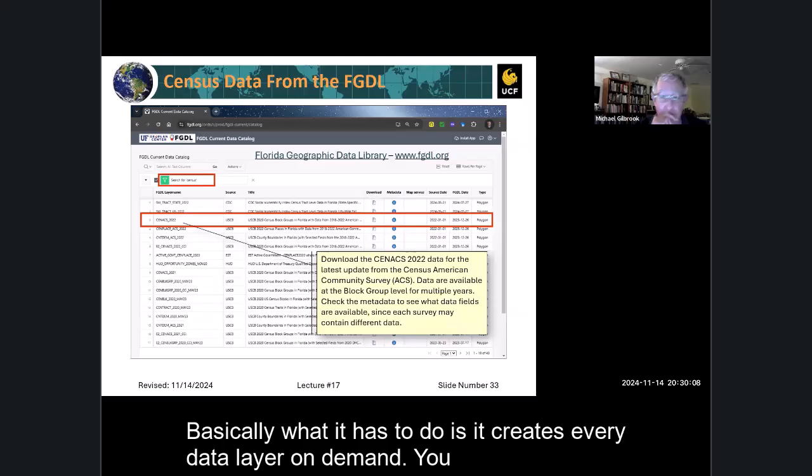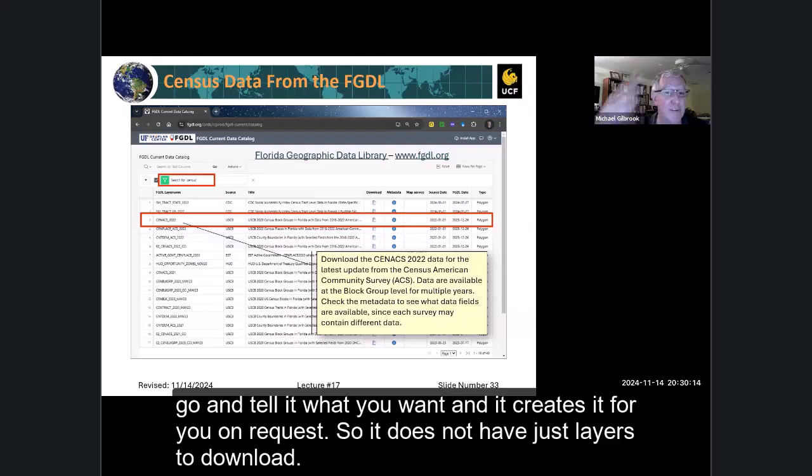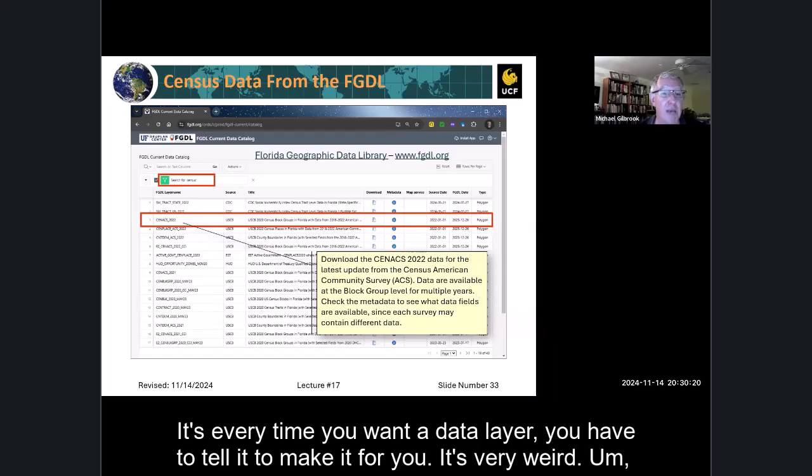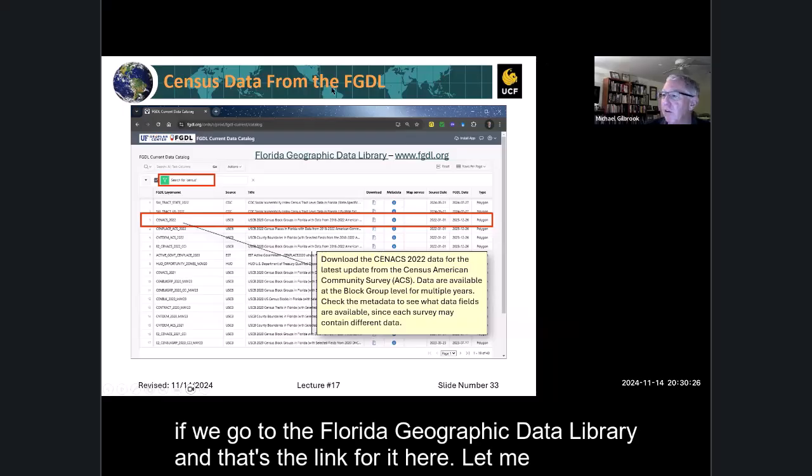Basically, it creates every data layer on demand. You go and tell it what you want, and it creates it for you on request. So it does not have just layers to download. Every time you want a data layer, you have to tell it to make it for you. It's very weird. If we go to the Florida Geographic Data Library, and that's the link for it here.